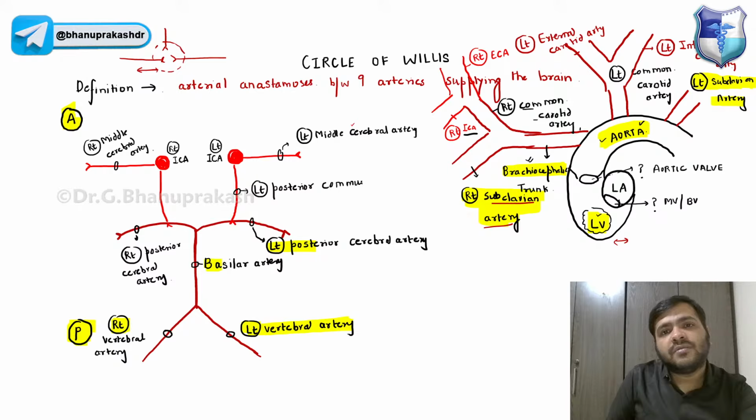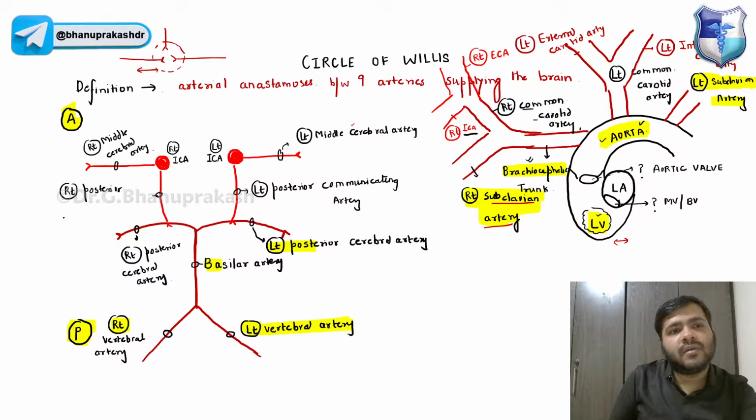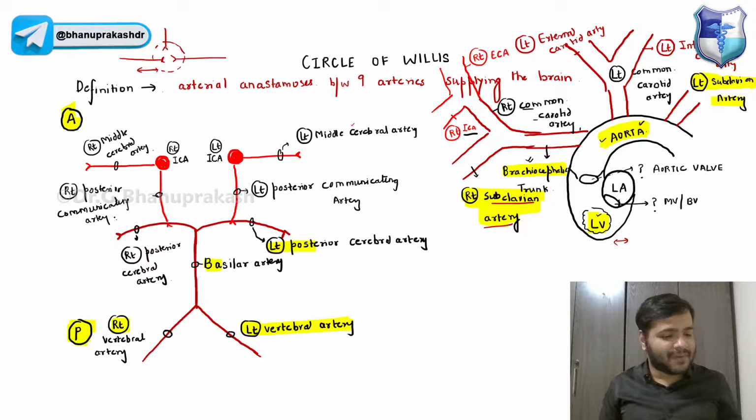Left posterior communicating artery. Very, very important. And similarly, we will have the right posterior communicating artery. Now, if I ask you, the left posterior and right posterior communicating arteries, they are branches of which artery, guys? Please look at the diagram and tell me. They are branches of which artery?